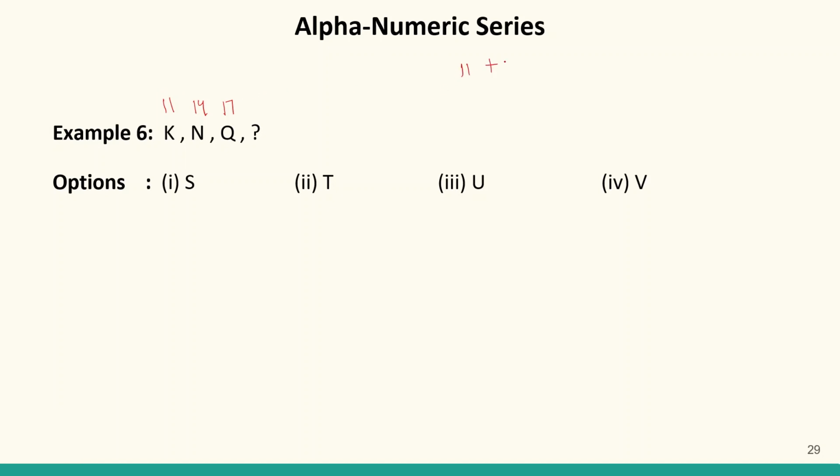So 11 plus 3 gives us 14th rank. 14 plus 3 will give us 17th rank. 17 plus 3 will give us 20th forward.